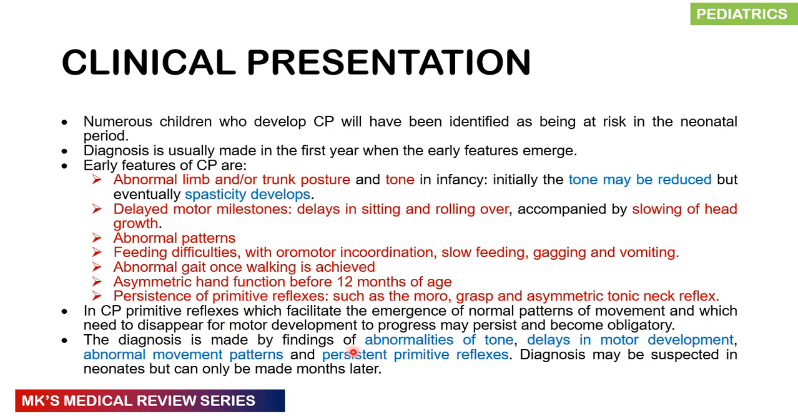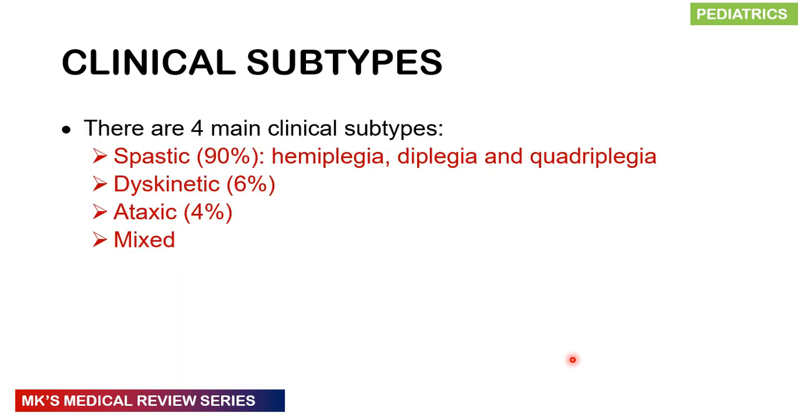And the diagnosis is made by finding abnormalities in tone, delays in motor development, abnormal motor patterns, and persistent primitive reflexes. And remember, this diagnosis may be suspected in neonates but can only be made months later. And the specific type of CP can be determined after the age of 2. So before the age of 2, you cannot really determine what type of cerebral palsy they have. So there are 4 main clinical subtypes, the most common being the spastic type, which is 90% of the cases. It's subdivided into 3 main types: hemiplegia, diplegia, and quadriplegia.